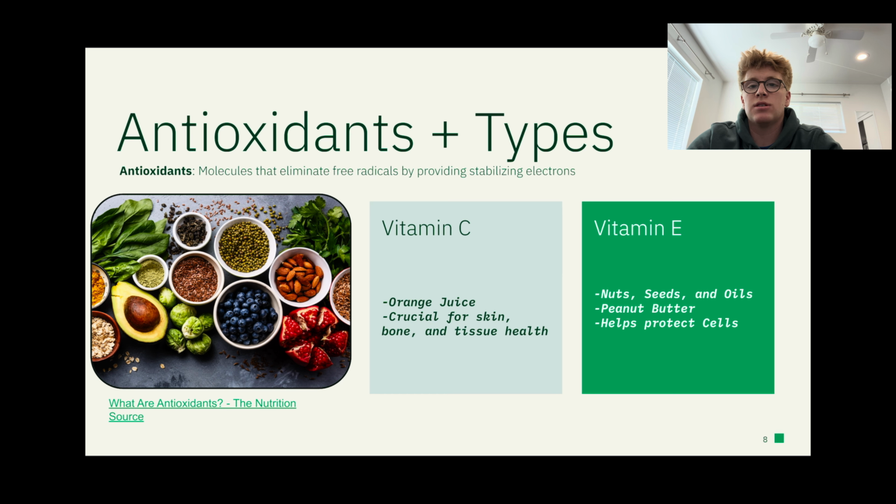Here are some examples of antioxidants and where you can easily work them into your diet. Vitamin C is one example, which could be found in something like orange juice. Another example would be vitamin E, which is in nuts, seeds, and oils, which you could find in something like peanut butter. Eating foods rich in antioxidants after a workout can speed up recovery time, reducing inflammation and healing your muscles more quickly.